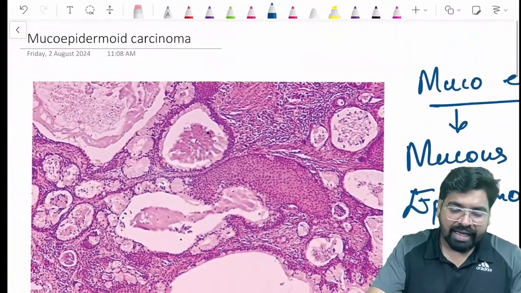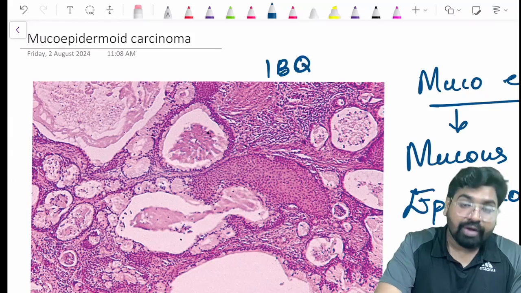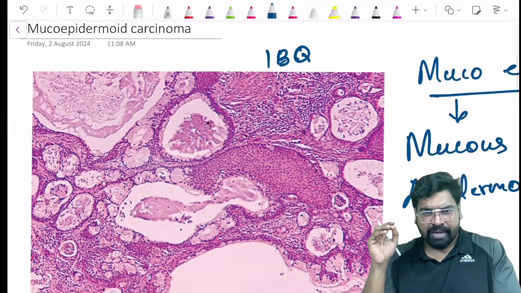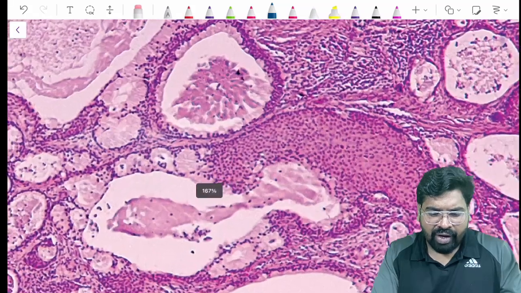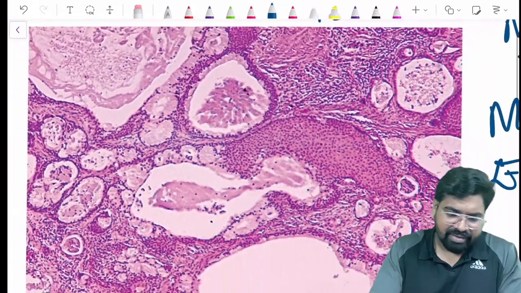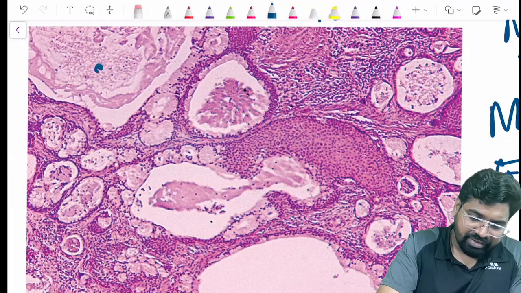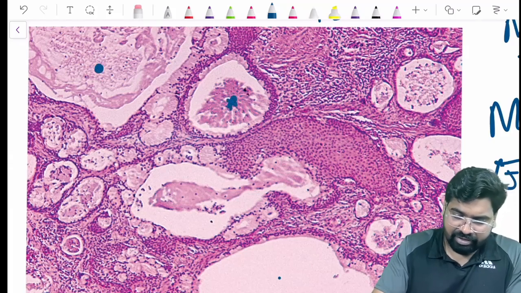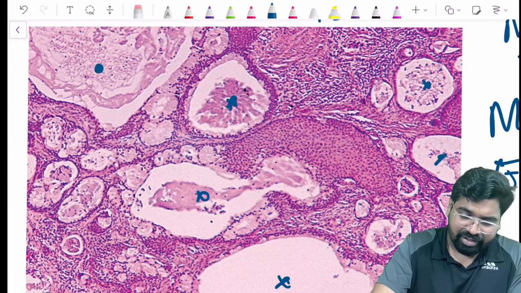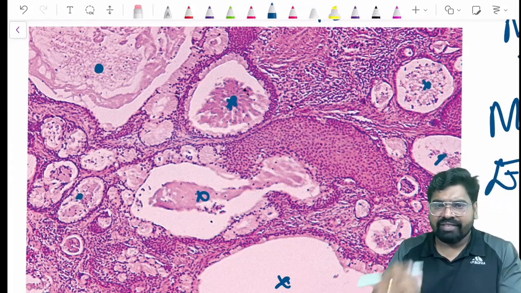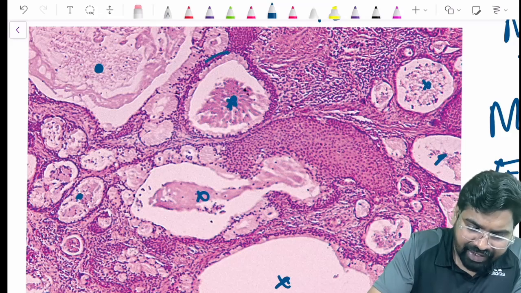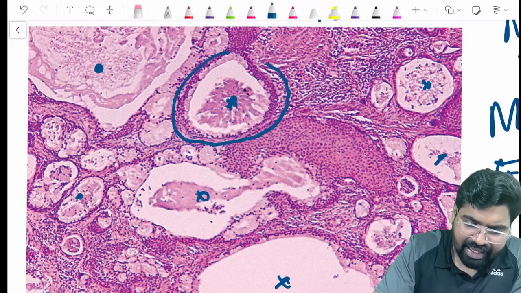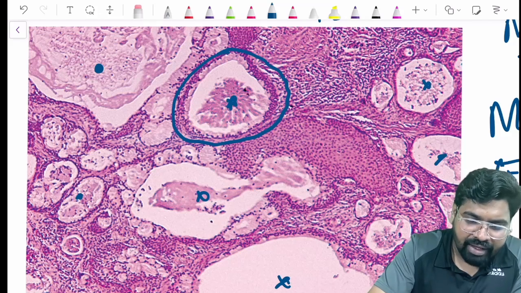When they ask an IBQ, image based question, in mucoepidermoid carcinoma, the first thing you have to find is these cystic spaces. This is a cystic space. All these are cystic spaces. And if I take the cystic space alone, in the lining I am seeing so many mucus cells.